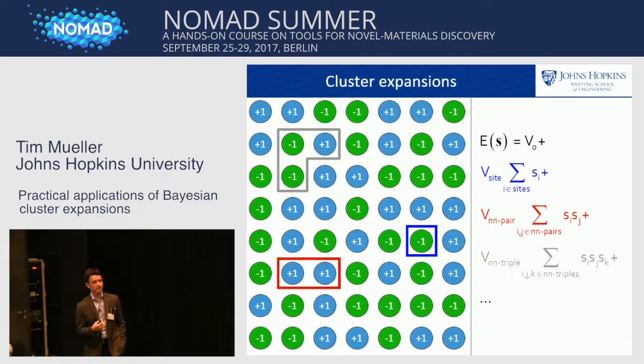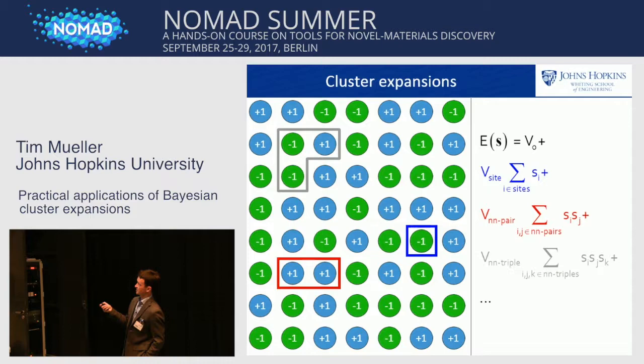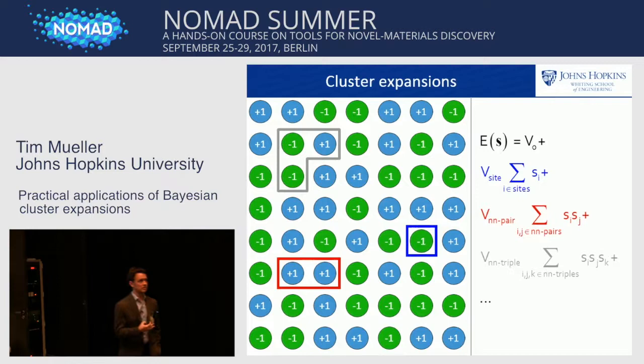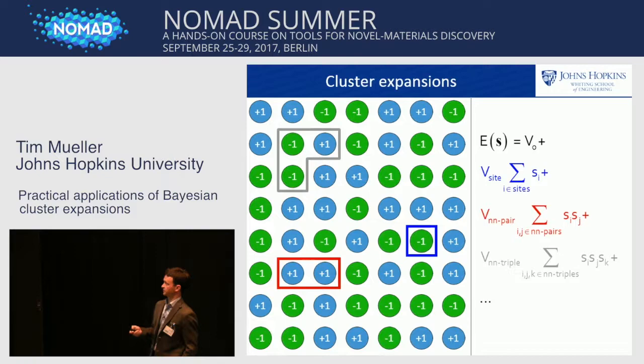Each of these basis functions corresponds to a cluster of sites, or in this case, a group of symmetrically equivalent clusters of sites. For example, you've got a cluster that contains just a single site. That's this term here. The corresponding basis function is just the product of the site variables for all the sites in that cluster. So here, it's just a single site. You could have clusters of nearest neighbor pairs, looks something like that. The corresponding basis function is just the product of the sites in those nearest neighbor pairs.